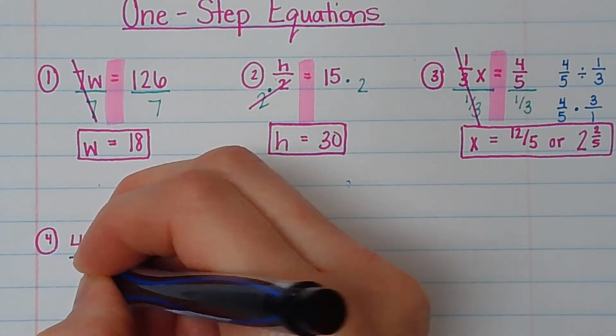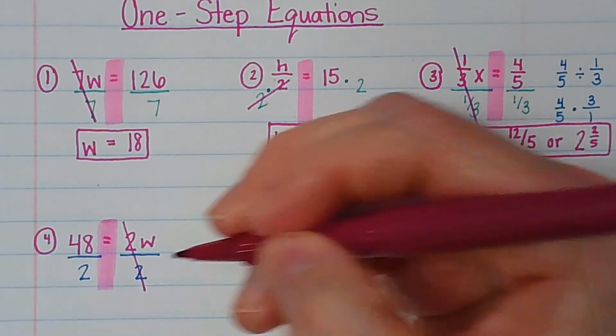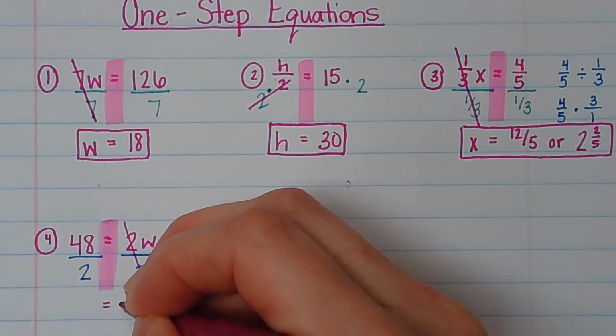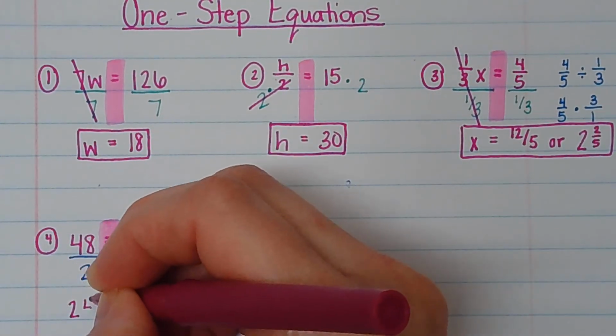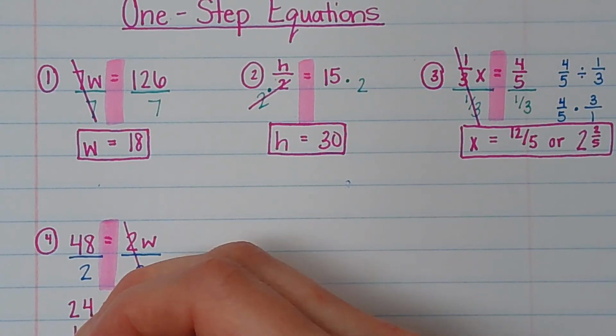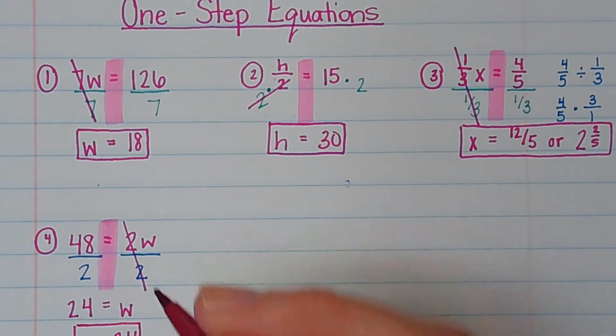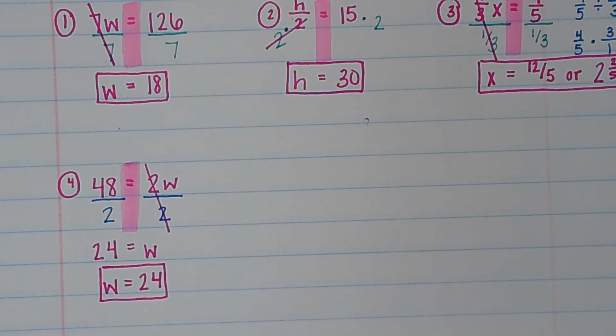Divide by 2 here. All right, these, remember, are going to cancel each other out, so they're going away. So I'm left with W over here, and then 48 divided by 2 is 24. But remember, we want to write it with the variable coming first, so I would actually write it like this. All right, that is just a quick few examples on dividing and multiplying one-step equations. It's no different from adding and subtracting. You're just focused on doing the inverse, okay? If you have any questions, feel free to let me know.